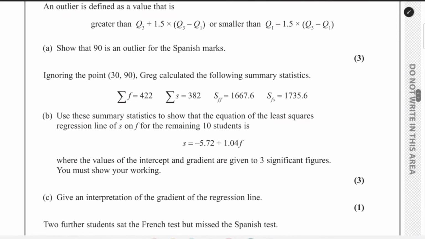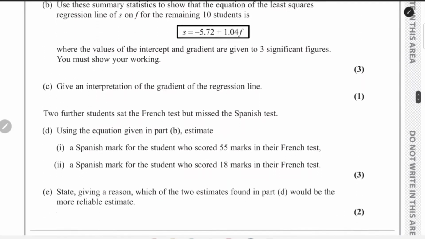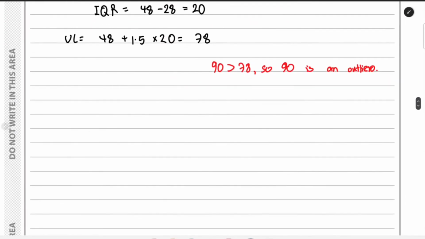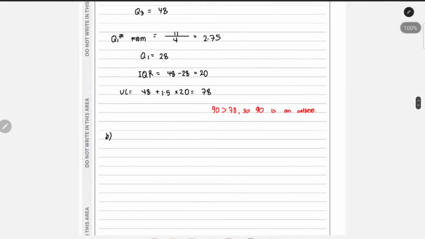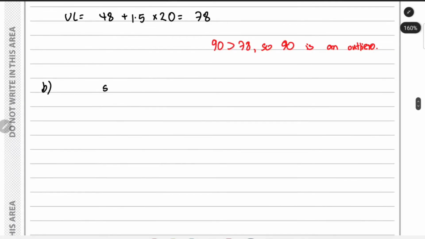Now we have summation of f, summation of s, Sff and Sfs. We have to use these summary statistics to show that the regression equation would be this over here. The regression equation is s in terms of f, so s equals a plus bf.